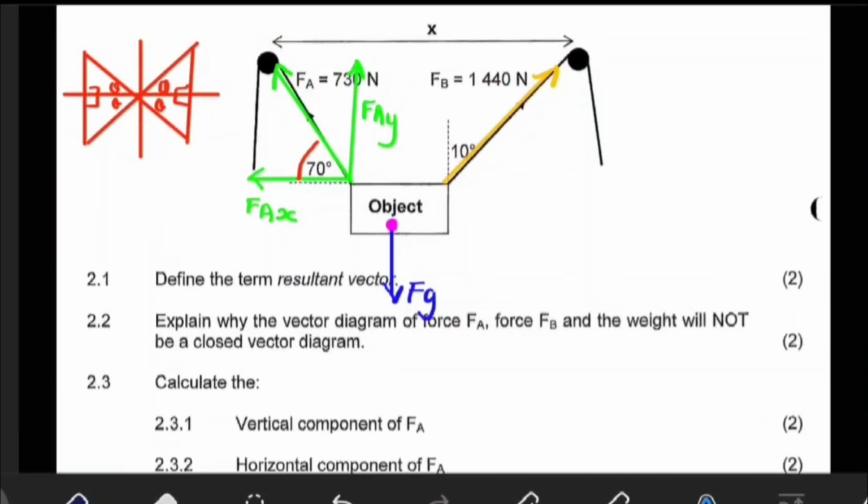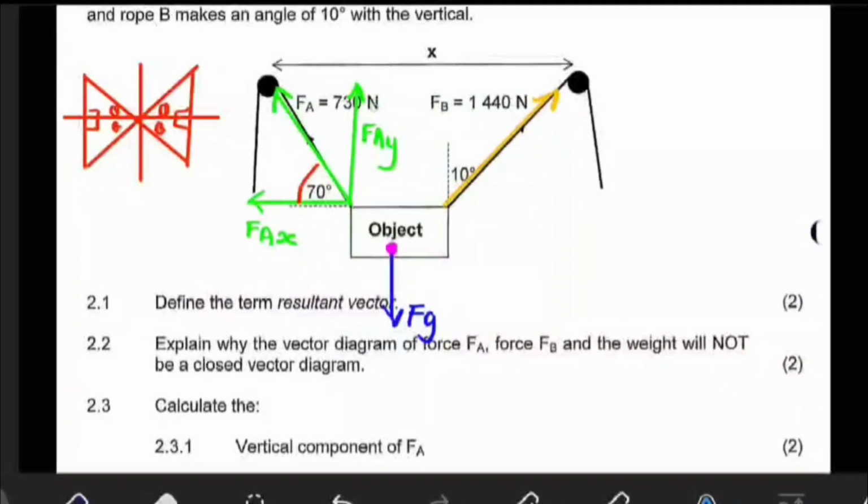So we can say F net in the y direction is equal to ma, or is equal to 0. And what are all of the forces acting in the y direction? Now clearly we see that we have Fay, but what about Fb? Fb will also have to be broken up into components. So here's your components for Fb. Fby is going to act upwards. Fbx is going to act to the right.